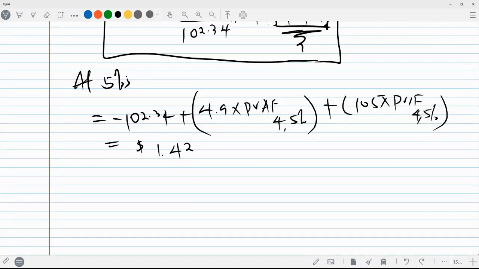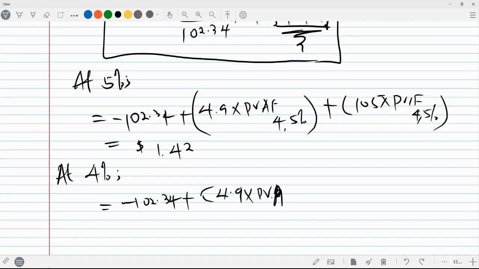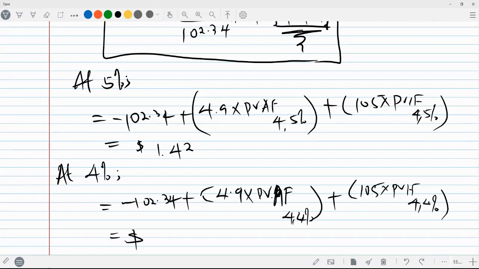Okay. So what if now it comes the same cash flows, but not at 4%? It will be equal to negative 104.34 plus 4.9 times present value factor, 4 years, 4%, plus 105 times present value factor, 4 years, 4%. How much do you get?